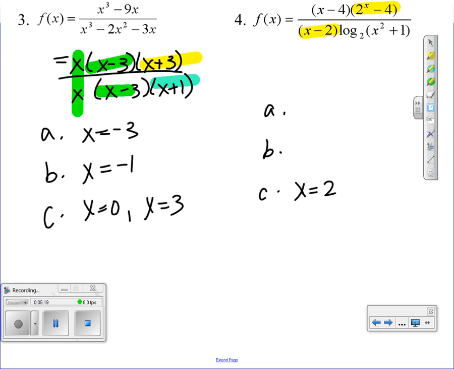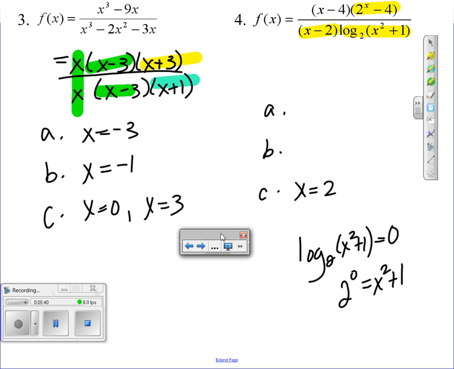Let's take a look at the logarithm. To solve that logarithm, I'm just going to write down here. Right now, we are looking for where it equals 0. So if I rearrange that logarithm into exponent form, we would get that. And now if I solve for x, I'm going to get x squared equals 0, so x equals 0.